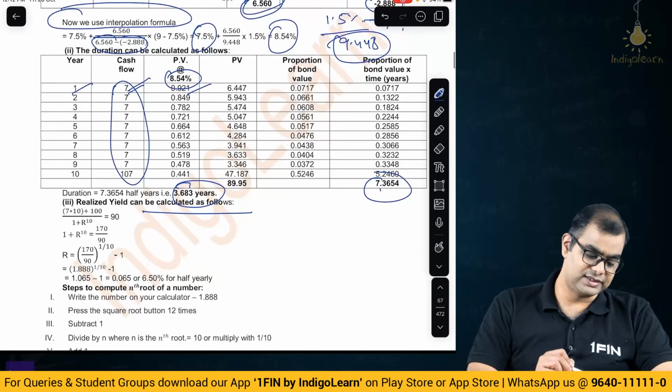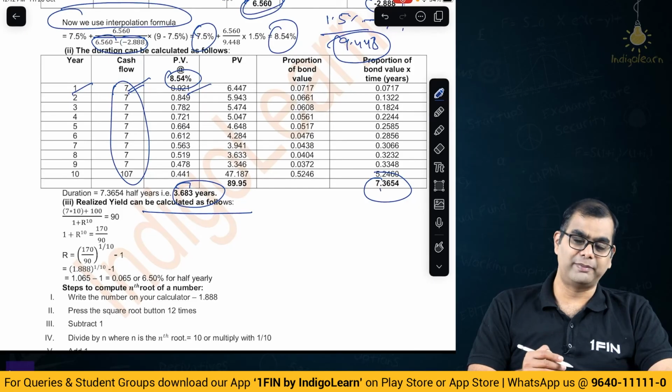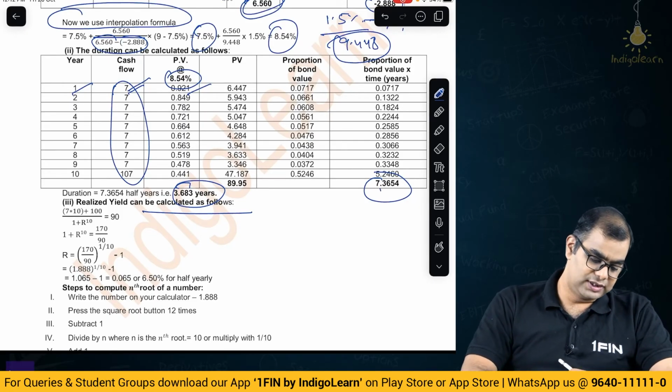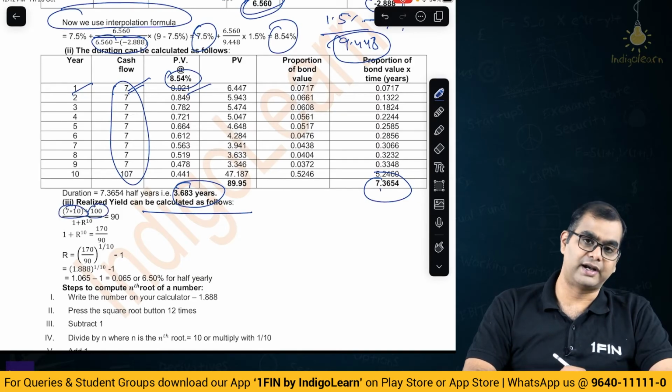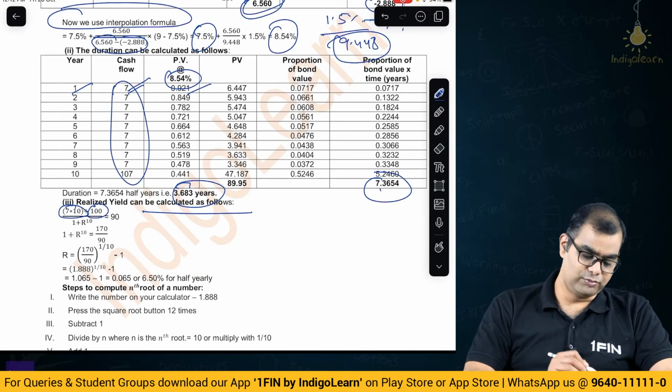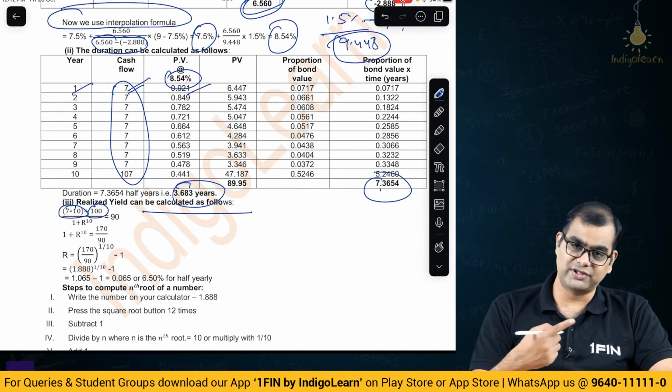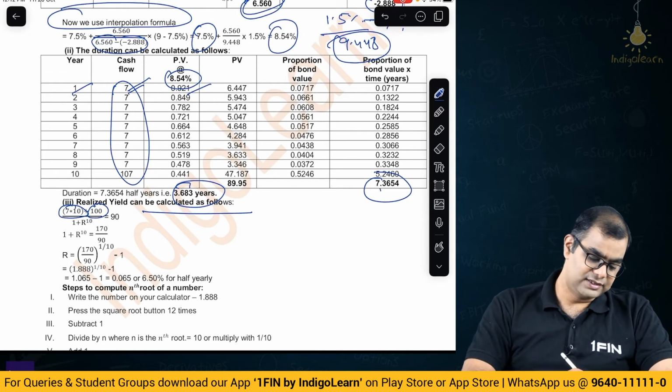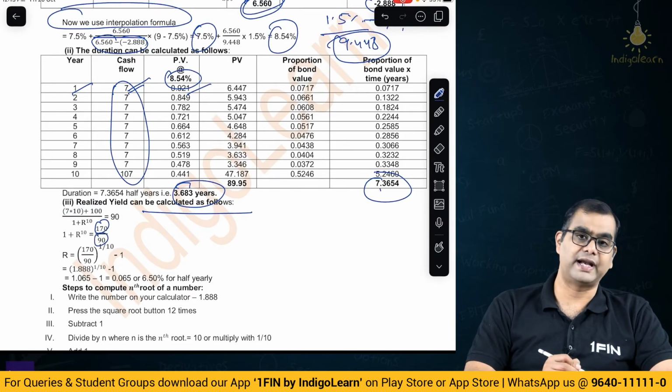What is this whole realized yield story? Those coupon payments you cannot reinvest. So what is the value of coupons that you will receive? 10 coupons of 7 rupees plus 100, which is the maturity value. Both of them you will receive, because you are not reinvesting the coupons, the money lies as it is. So the total inflow will be 170. The numerator is 170 and the denominator is 90.